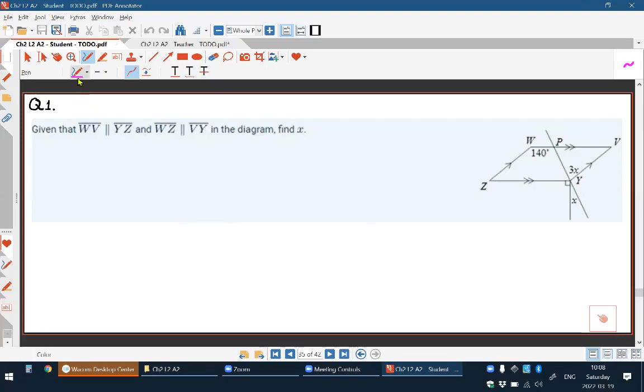Okay, so let's have a look at the first one. Given that line WV, here, WV is here and YZ is here. Note here they are marked with these little marks. That means these two lines are parallel to each other, right? And then WZ is parallel to VY in the diagram. Then it asks us to find x.